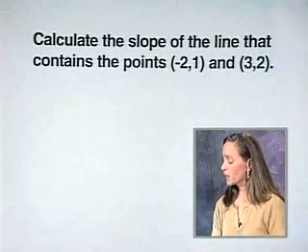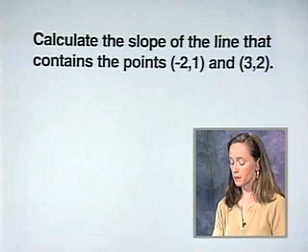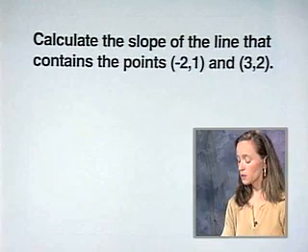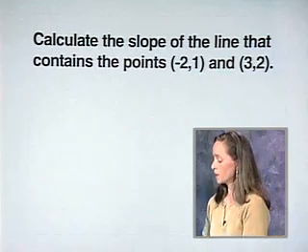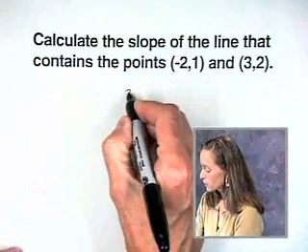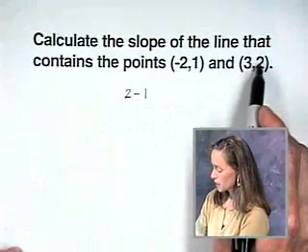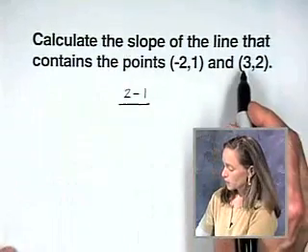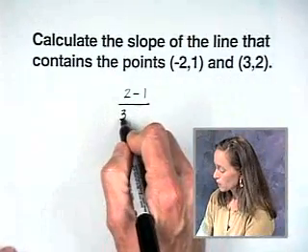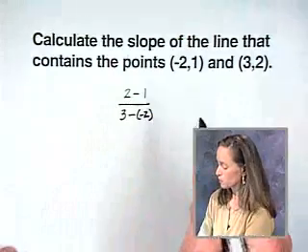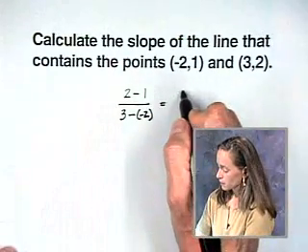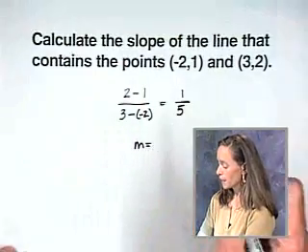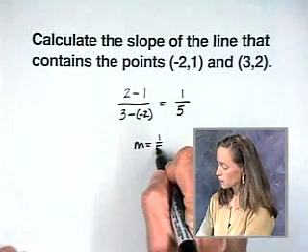What we want to do is calculate the slope of the line that contains the points (negative 2, 1) and (3, 2). Using the formula, we're going to subtract the y values. In this case, I choose to do 2 minus 1 over the difference in the x values, 3 minus negative 2. Simplifying, I get 1 over 5. The slope of the line that contains these 2 points is 1/5.